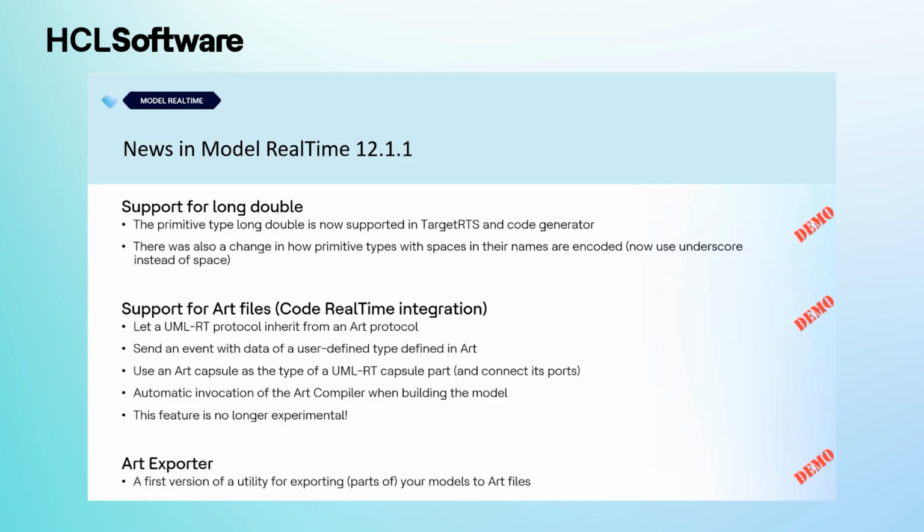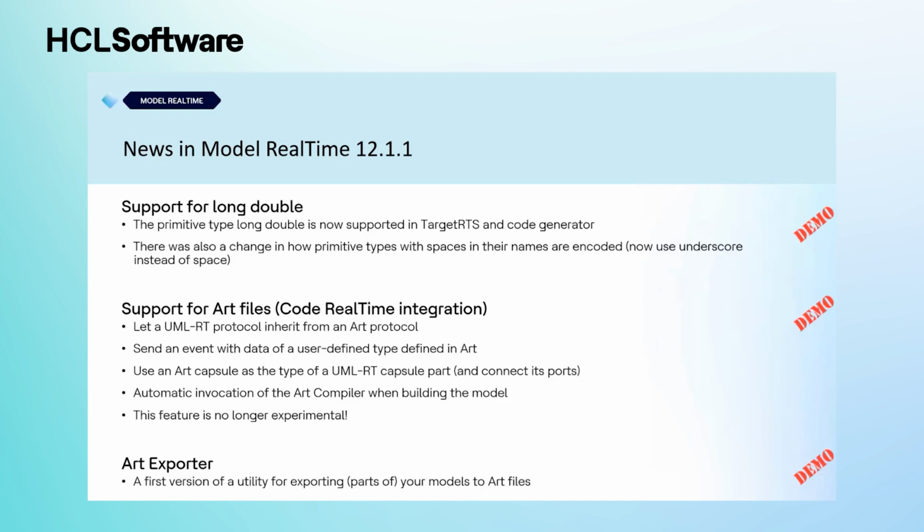Previously, we only supported primitive types. Now you can have any user-defined type that you have defined in Code RealTime and use that from Model RealTime when you send an event. And we also support that you create capsules in Code RealTime and then use those capsules as the type of a capsule part in UML real-time, and you can then connect its port to ports of your real-time model in UML.